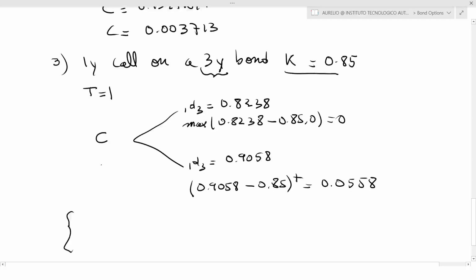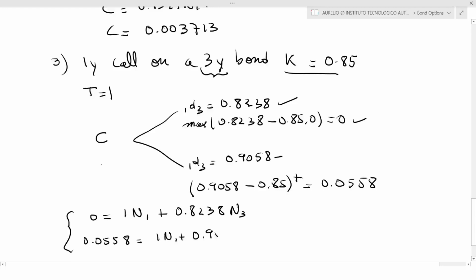For the up scenario, I'm going to use the 1-year bond and, in this case, the 3-year bond, just to have a change of plans. This is the cash flow of the call in the up scenario, and I'm going to replicate it with N1 and N3. So the 3-year bond, according to the scenario, pays 0.8238 N3. And now in the down scenario, 0.0558 equals 1 N1 plus, and in the down scenario the 3-year bond pays 0.9058 N3.